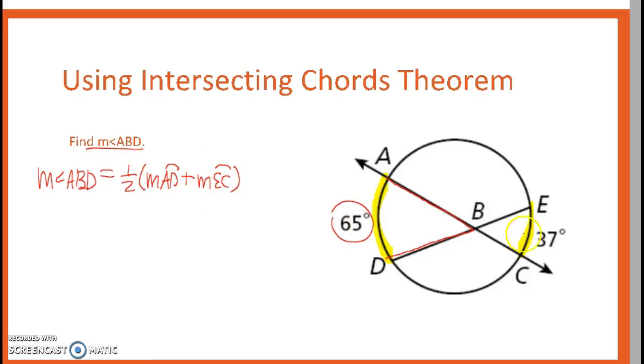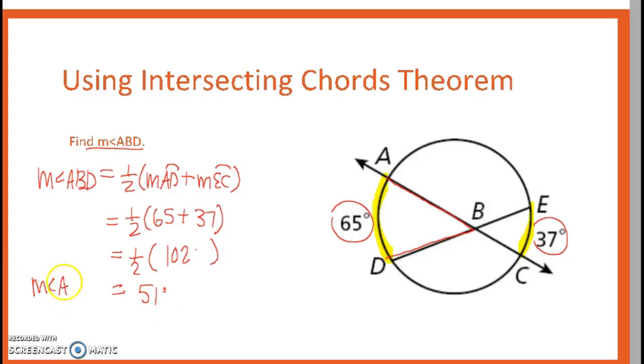Now I know AD is 65, EC is 37. So I'm going to take 1/2 of 65 plus 37. And so if I do the parentheses first, that's 102. Then I multiply by 1/2 or divide by 2, and I get that that angle measures 51 degrees. And if I wanted to find this angle over here, it would have to be the same measure. Okay, so that's using the intersecting chords theorem. Pretty quick, I think. Just averaging those intercepted arcs together.